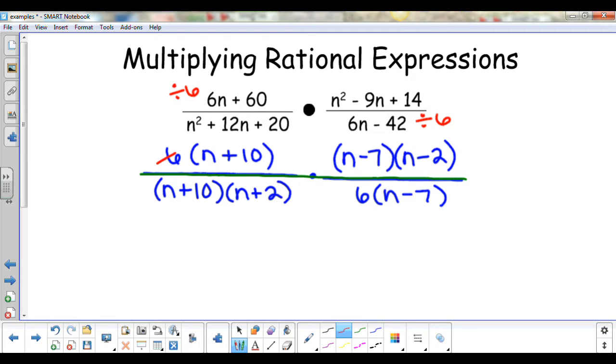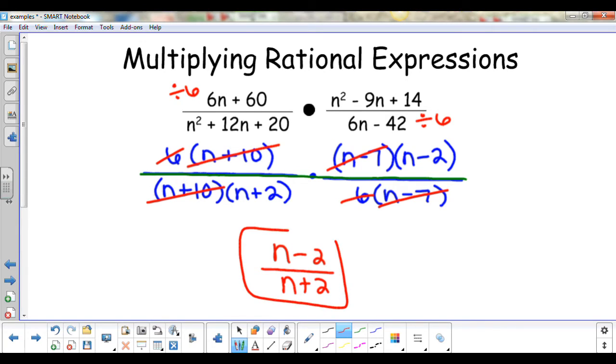So I'm going to cancel out my 6's. I'm going to cancel out my n plus 10. I'm going to cancel out my n subtract 7. So that leaves me with an n subtract 2 in my numerator and the n plus 2 in my denominator.